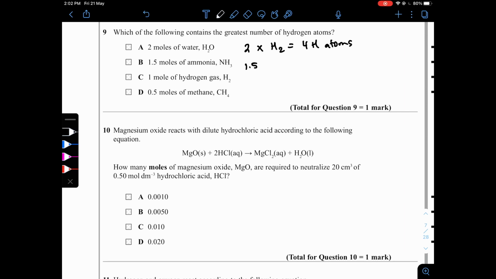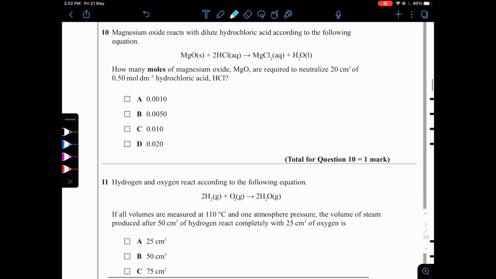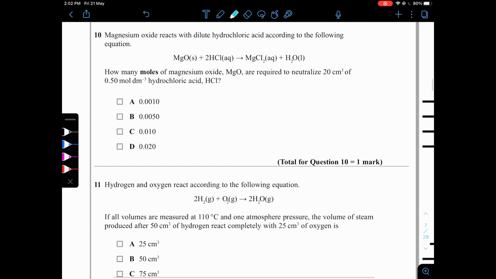And then we have 1.5 times H3. So we have 3 times 1.5, which is 4.5 hydrogen atoms. And then we have 1 times H2, that gives us 2 hydrogen atoms. And then we have 0.5 times 4 hydrogens, which is half, so 2 hydrogens again. As you can see, the biggest number is our option B, so that is our answer for greatest number of hydrogen atoms.